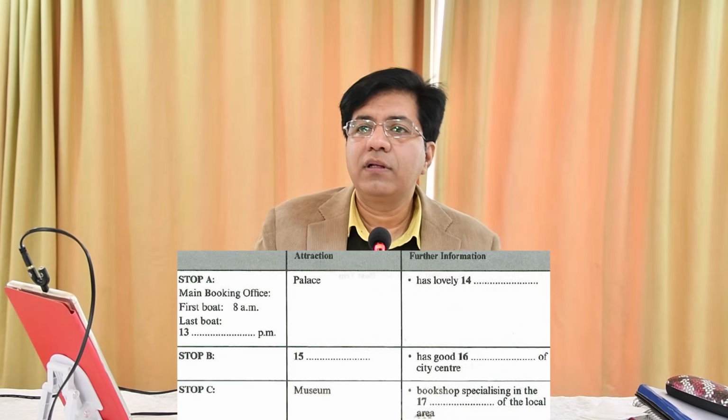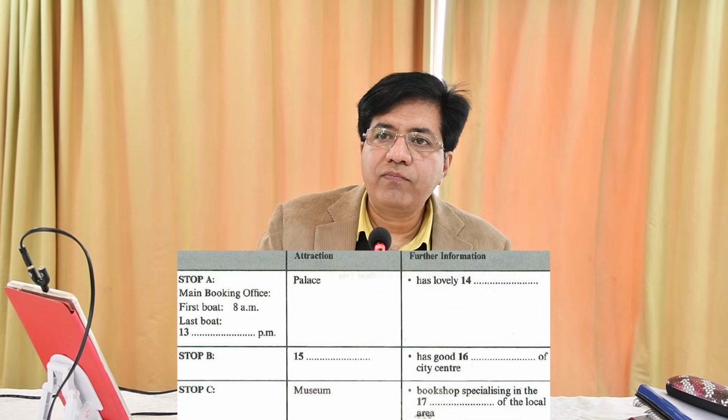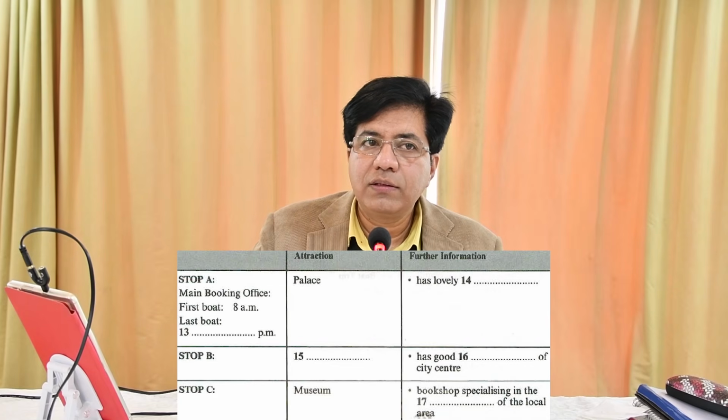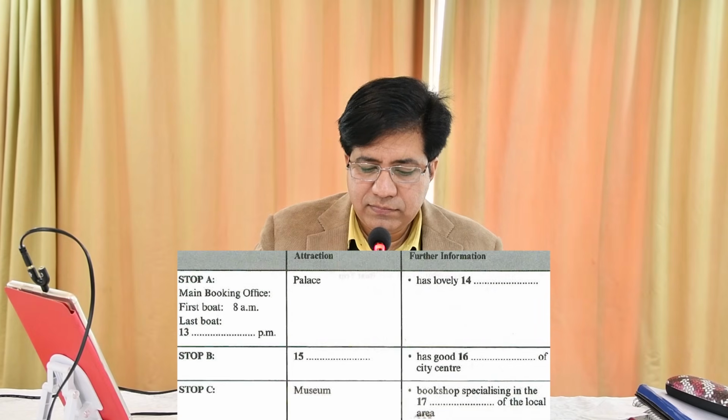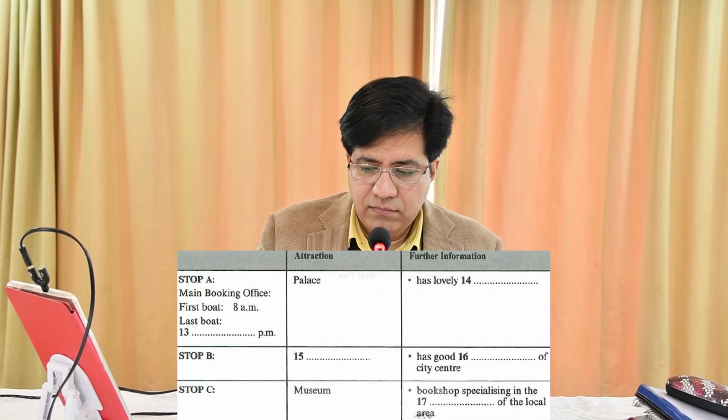Stop C is the area where, in the 1st century AD, invading soldiers crossed the river. This was much shallower than it is now. That's why this area is called Roman Landing.